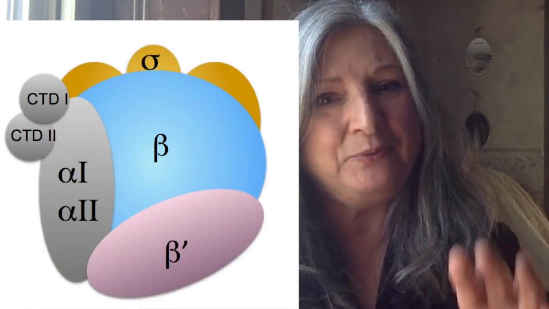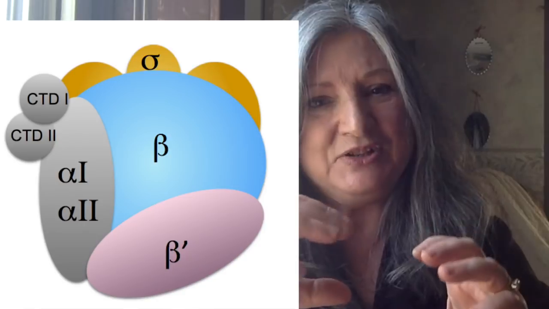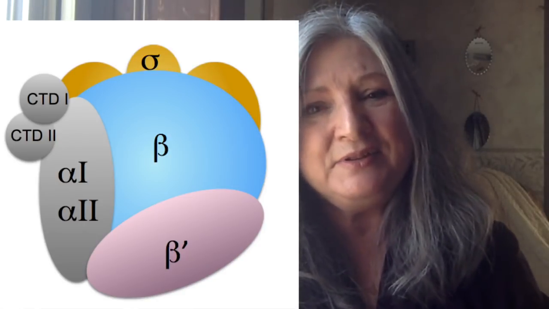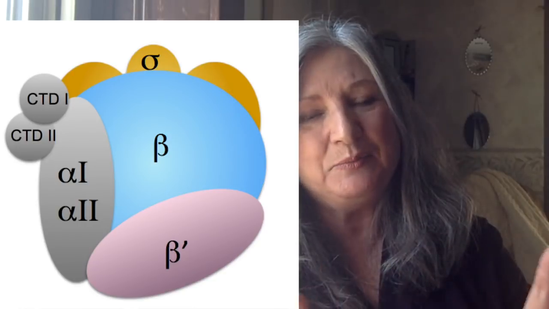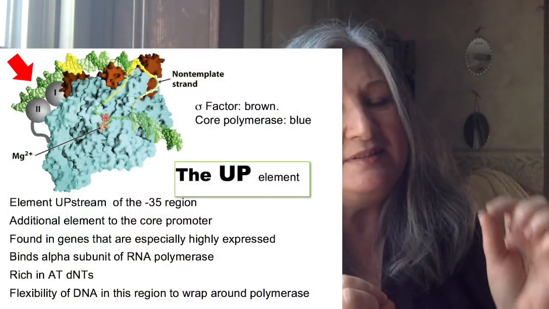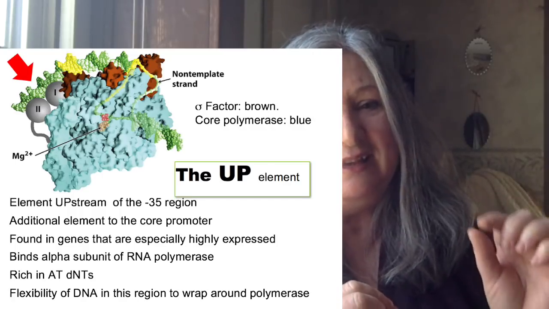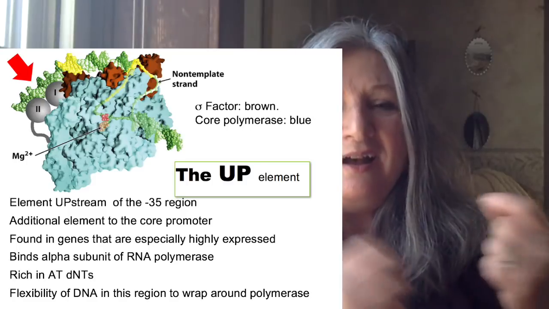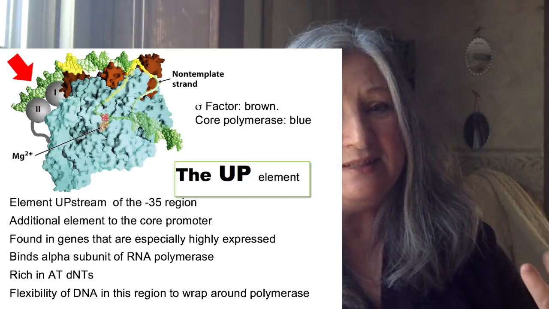In this figure, we see those two round regions in the alpha subunits, the two C-terminal domains, and those are involved in binding to a specific portion of the DNA called the up sequence. This up sequence is found in some genes and not in others. It's found in some genes that are transcribed in high quantity, like tRNAs, for instance.